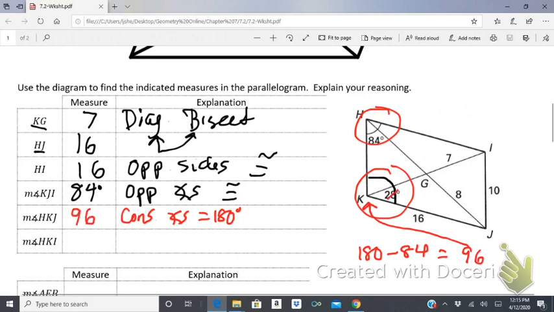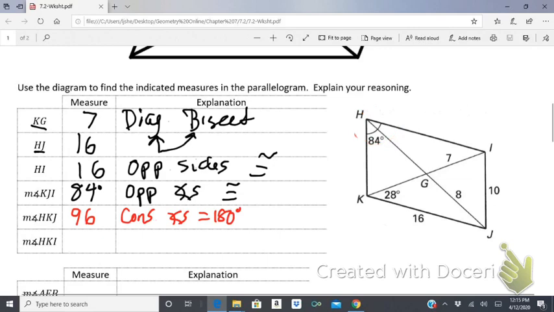I don't care at all about this little 28 right here. That doesn't do anything for me. That tells me how big that little angle is right there, and that's not what I care about. Okay? So now, let's move on to the next one, and the next one is all about the little angle that we were just kind of talking about.